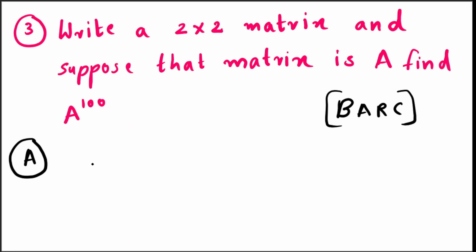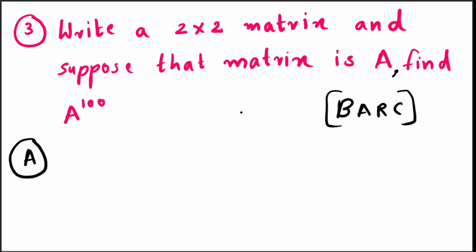Moving on to the third question. This question was actually asked in BARC, not for PhD, but I still find it a good question. So you should know how to answer this. It is askable in PhD interviews as well. The question is like this: write a 2 by 2 matrix, and suppose that matrix is A. Find A raised to 100.